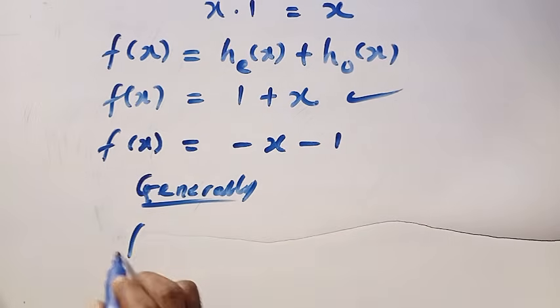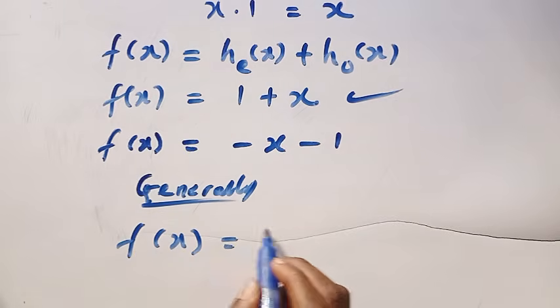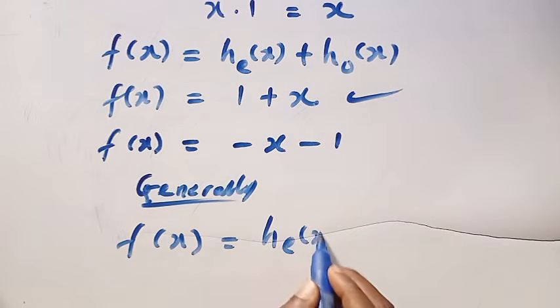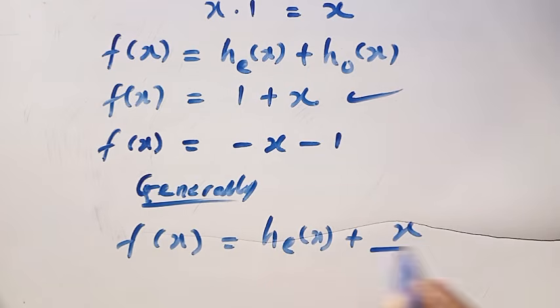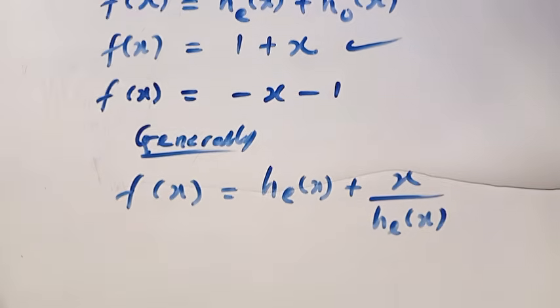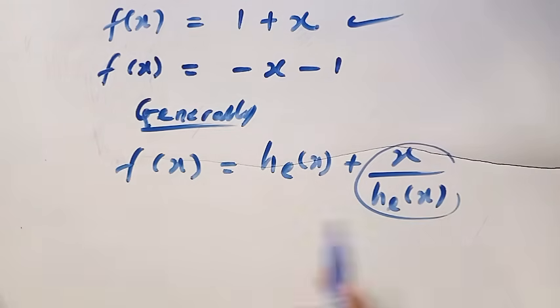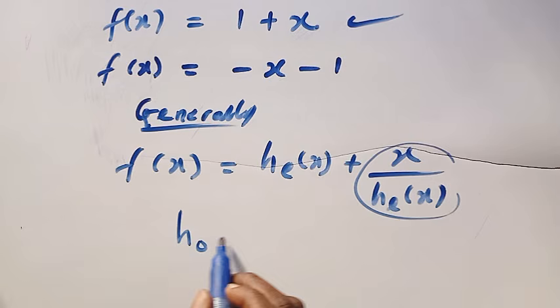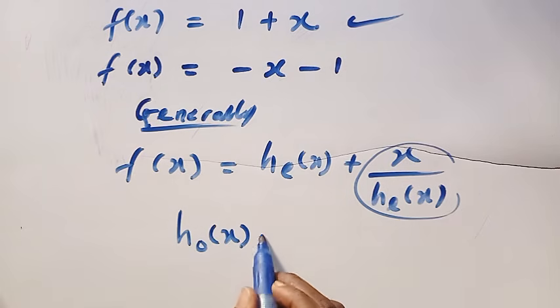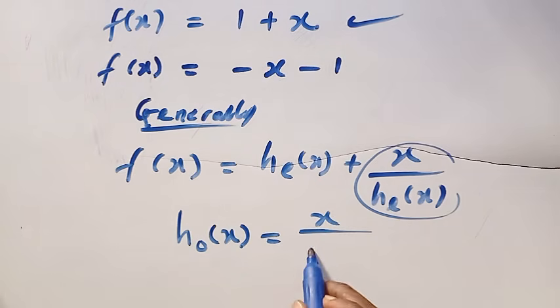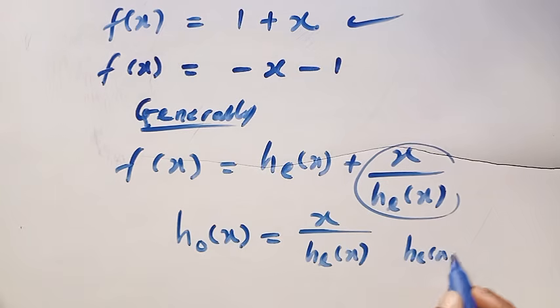So we can have f(x) equals h_e(x) plus x divided by h_e(x). This is the general answer we can have here, where x divided by h_e(x) is just our h_o(x). So h_o(x) is the same thing as x divided by h_e(x), where h_e(x) is not equal to 0 and is an even function.